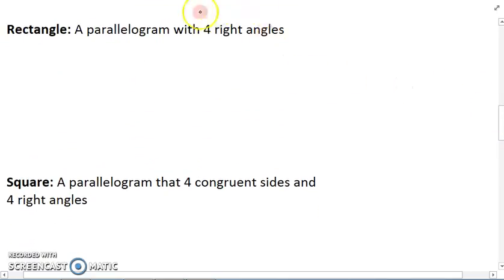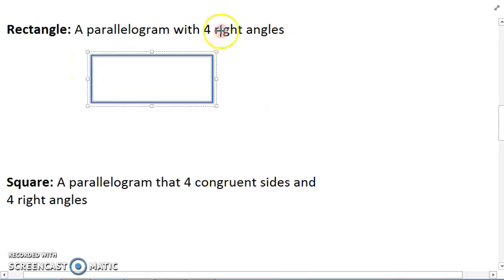So, now that we have that, let's look at rectangle. A rectangle is a parallelogram with 4 right angles. So take a second, pause the video to draw a rectangle. There is my rectangle, right? So rectangle, 4 sides, and I need to have 4 right angles.